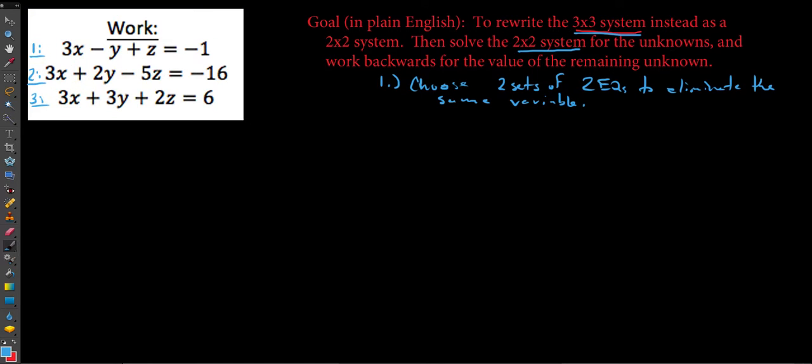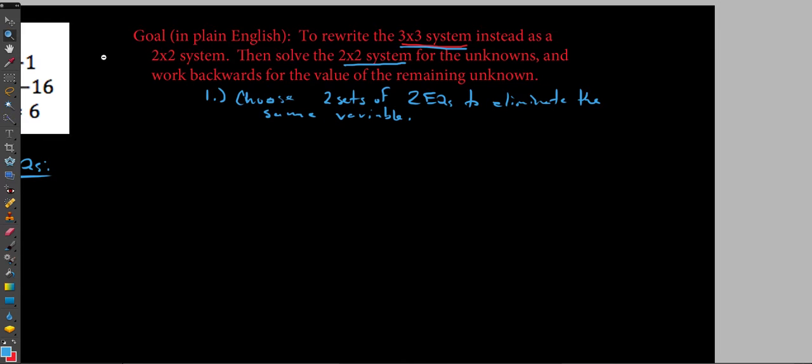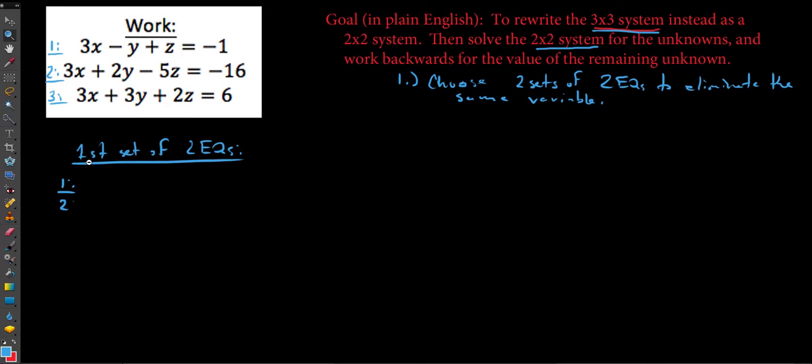So what I'm going to choose to do is choose my first set of two equations. And in this case, because it's convenient, I'm going to choose equation 1 and equation 2. And of course, what we tend to do is always rewrite what your equations are. Sorry, let me pop out of this here really quickly. That's a little bit easier to see. So we're going to rewrite equation 1. Equation 1 has this 3x minus y plus z equals -1. And our equation 2 is 3x plus 2y minus 5z equal to -16 here.